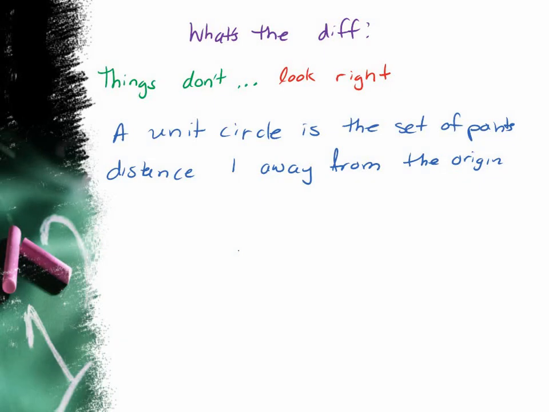So for example, the unit circle. The definition of unit circle, and in fact, I was reading on the Praxis of all things. The Praxis has questions about the definition of the unit circle. The definition of the unit circle is it's the set of points that are distance 1 away from the origin.